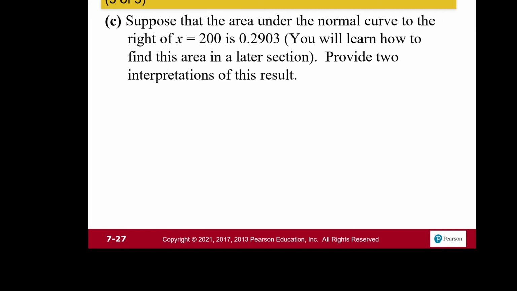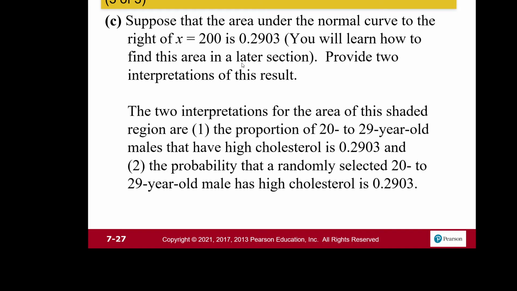All right. Now suppose that the area under the curve to the right of x equals 200 is 0.2903. We're going to learn how to actually figure it out. Provide two interpretations of this result. Basically what we can say is that the proportion of 20 to 29-year-old males who have high cholesterol is 0.29, and we can also interpret it as the probability that a randomly selected 20 to 29-year-old male has high cholesterol.